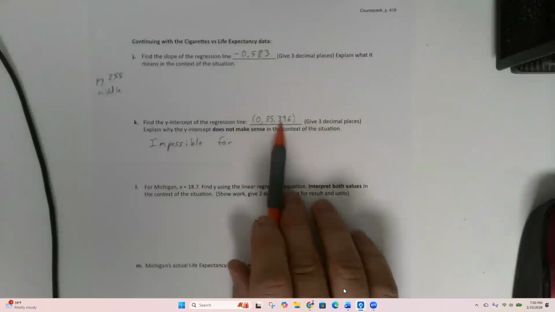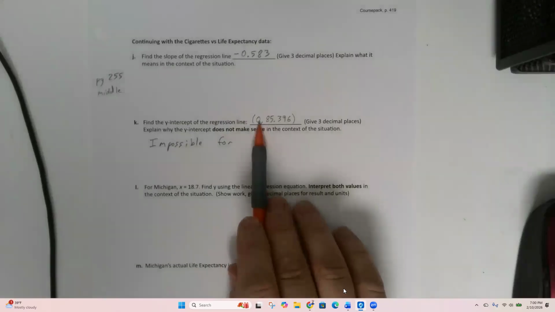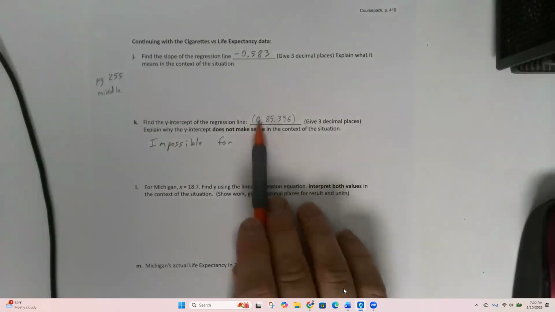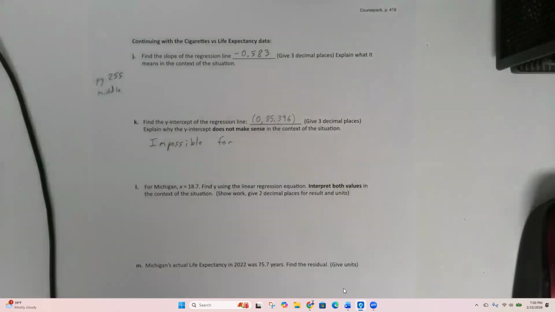Why can a state never have this? Now, usually it's because the x is 0. That's usually the problem. In this case, the y is life expectancy. Can a state have a life expectancy of 85.396 years? Yeah, it could, if you have a state where people are living a really long time. So that's not the problem. In this case, the 0 is the problem.